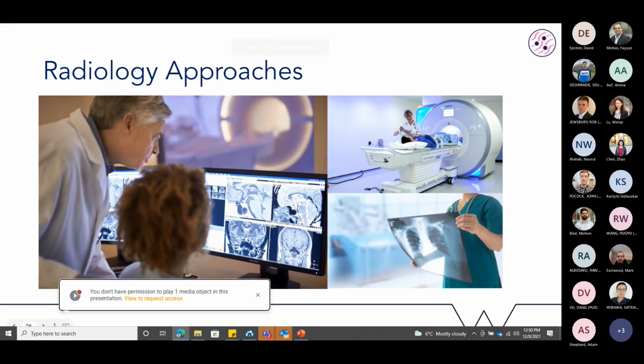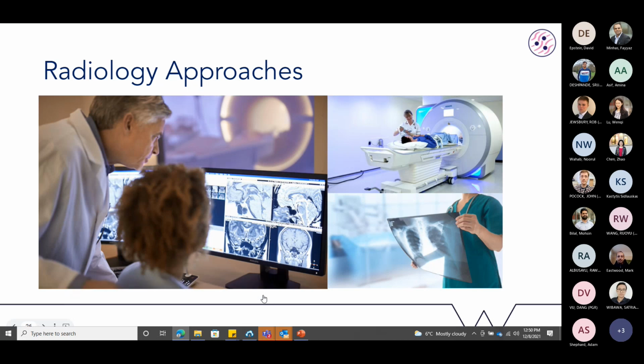Cool, so there's loads of different radiological approaches that we can use for generating images. And one of the really cool things, I think, with radiology approaches is that you can do it in vivo. So you don't have to get a specimen, you don't have to get a biopsy, you don't have to cut it up or anything like that. You can generate images right there and then.